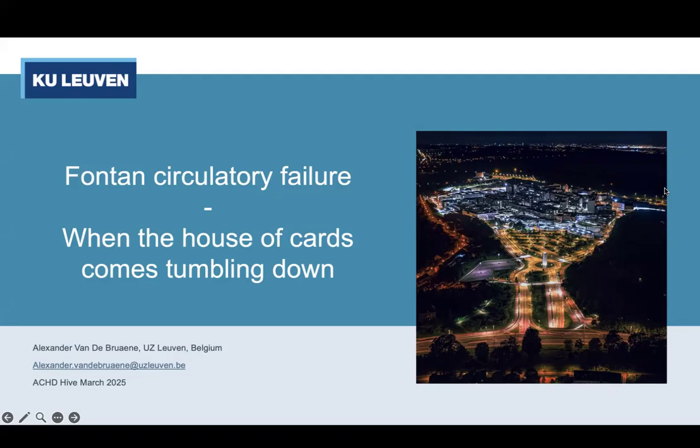And today, on this episode of ACHD Hive Talks, we're going to talk about Fontan physiology and its failings. The first part, we will have a session presented by Professor Alex Van de Bruaene. And then after that, we will have a discussion with our panel of experts, and that's when we'll welcome the participants to ask questions, share their opinions and thoughts.